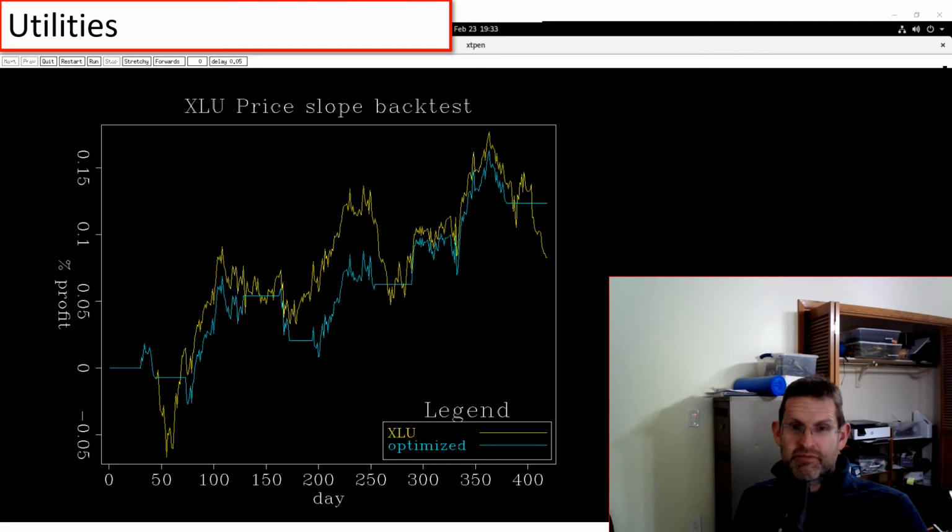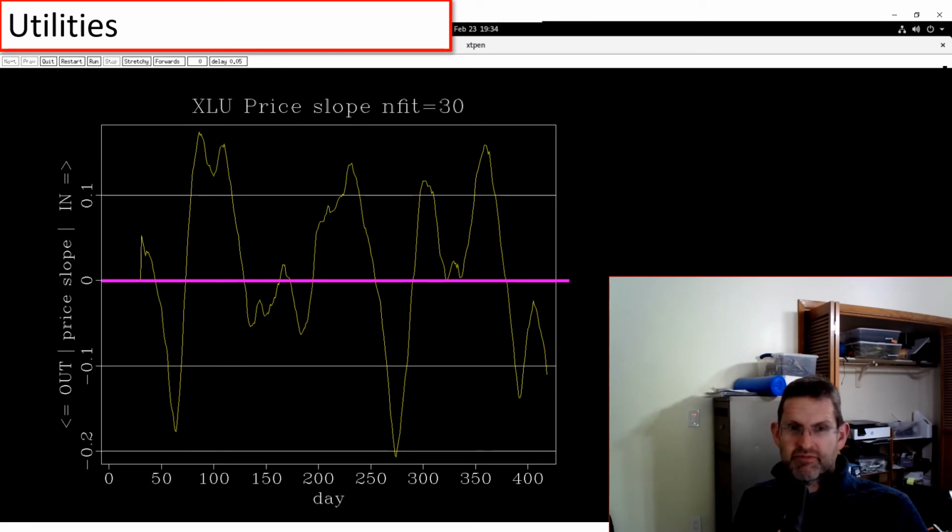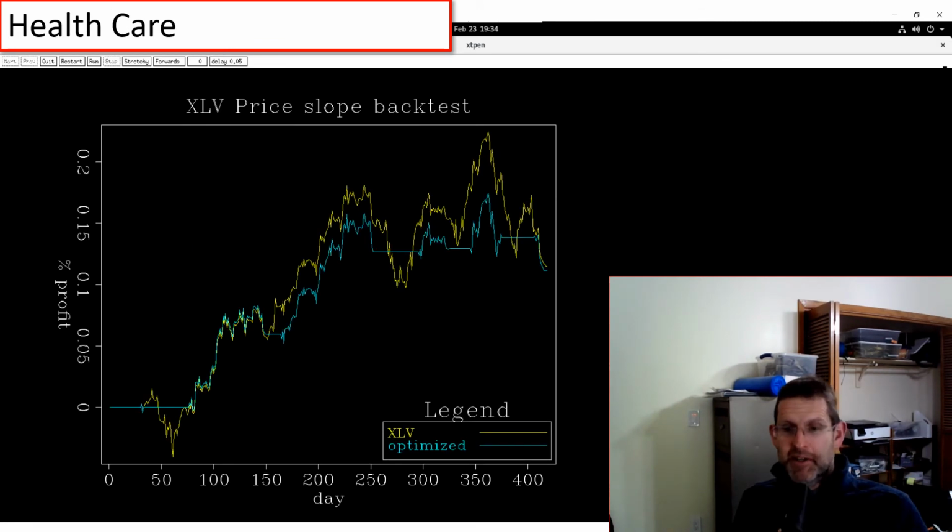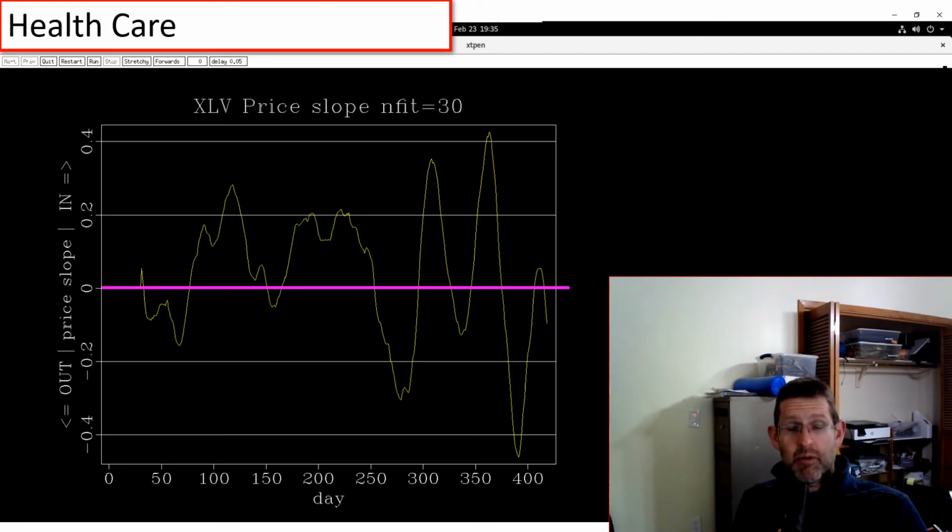Utilities, XLU, we're in and out of the market. Right now we're out. I would think XLU would be a kind of defensive stock, but apparently not. XLV Healthcare, it's had a pretty sideways last 3 or 4 months. We've been out of the market most of the time, which is good. We were actually in the market, just like XLK, briefly a few days ago, and now we're out.